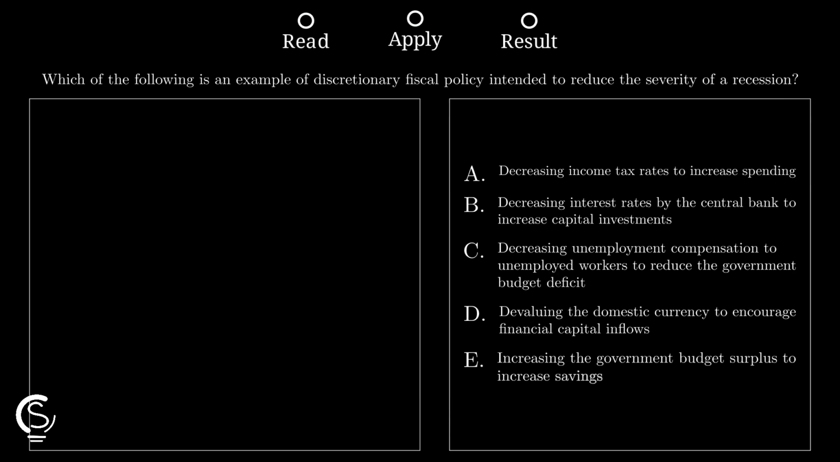Discretionary fiscal policy means deliberate action by Congress or the government using taxes or spending, not automatic changes. So we should immediately look for a tax decision or spending decision.